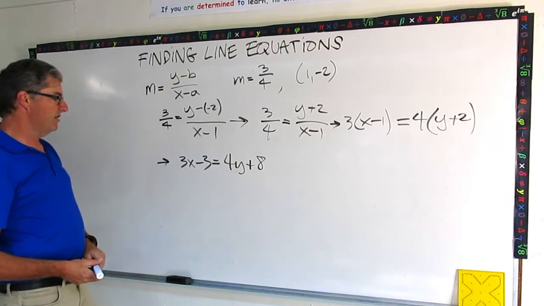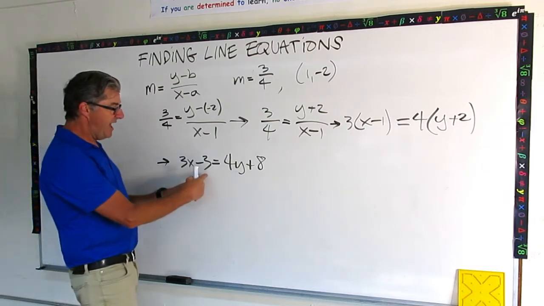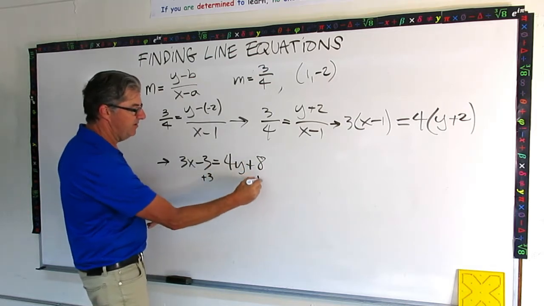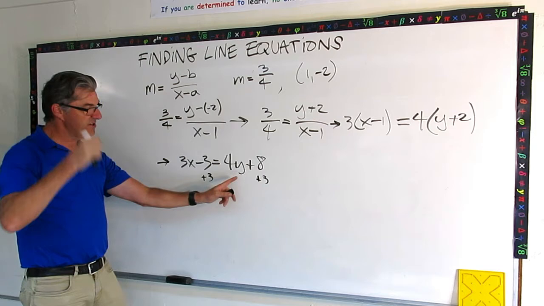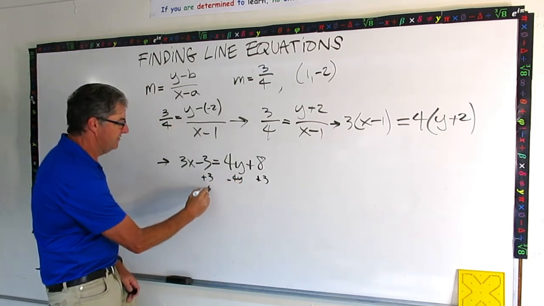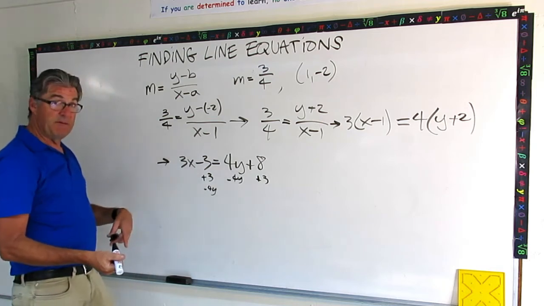So let's see, what am I going to do? I'm going to go ahead and add 3 to both sides. So we're going to do a plus 3 there and a plus 3 there. And then to get the y term over here, I'm going to subtract 4y on both sides. Just put minus 4y there. And that's going to give me my general form equation.